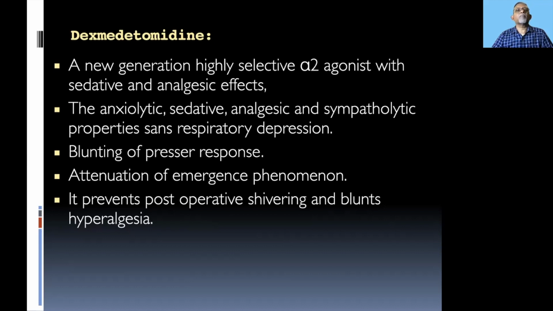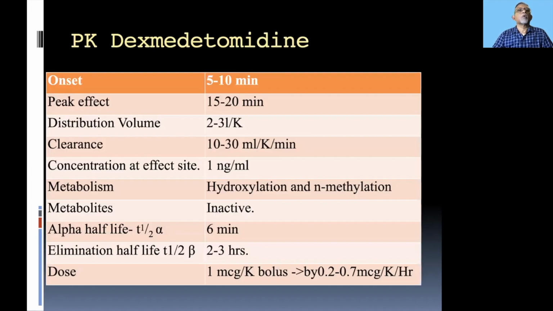It exerts blunting of pressor response and hyperalgesia during intubation and extubation. It prevents post-operative shivering and emergence agitation, and facilitates early and awake extubation. The onset of action of dexmedetomidine is slower, at 5 to 10 minutes. Peak effect is reached in 15 to 20 minutes, so it is better administered in advance. Duration of action is less than an hour due to its fast redistribution. It tends to accumulate, and the CSHT rises to 250 minutes after 8 hours of infusion.